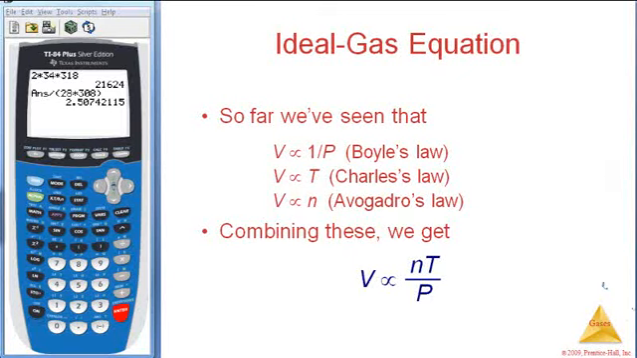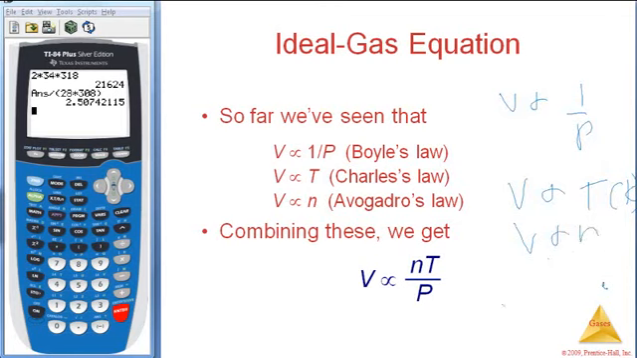Okay, so now we're going to talk about the ideal gas laws. What we have seen is that there's a relationship between volume and pressure: volume is directly proportional to 1 over pressure. Volume is directly proportional to temperature, of course, that assumes Kelvin. Volume is directly proportional to the number of moles.